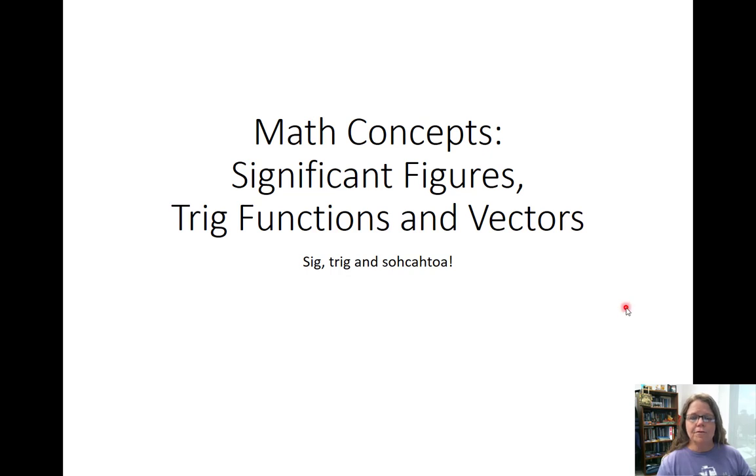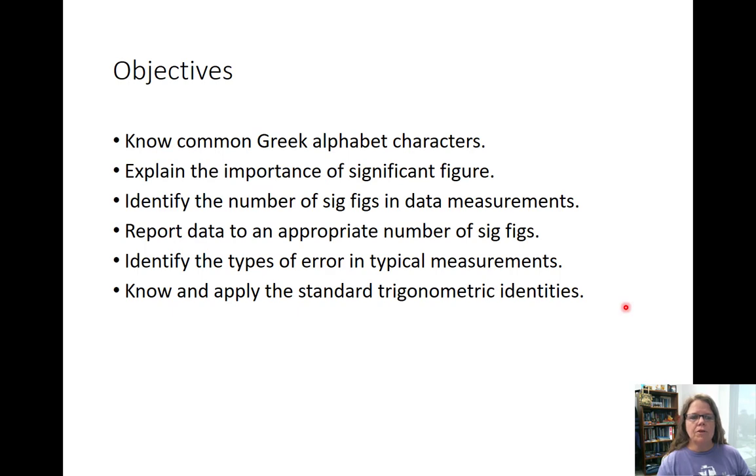So today's content covers math concepts, significant figures, trig functions, as well as vectors. So the objectives, we're going to learn the common Greek alphabet characters. We use those quite a bit.